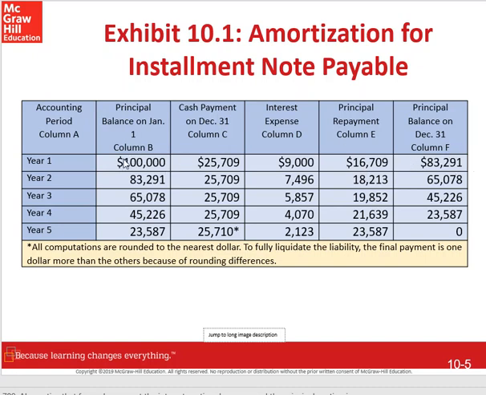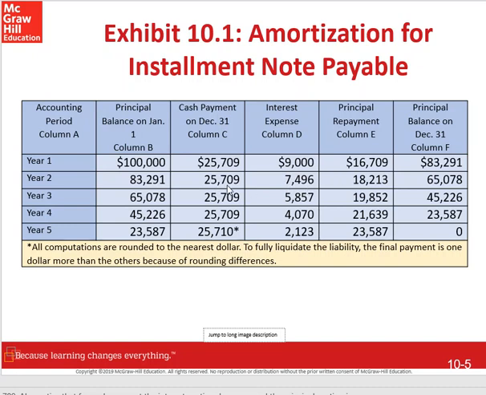So we take 100,000 minus 16,709, and that gives us our new principal balance, 83,291, which is what we'll start year two with. Then we do it again. So in year two, we make another payment of 25,709. So this time to compute our interest, we're taking our principal balance of 83,291 times 9%. So 7,496 has to be applied to interest, and then the rest goes to principal.